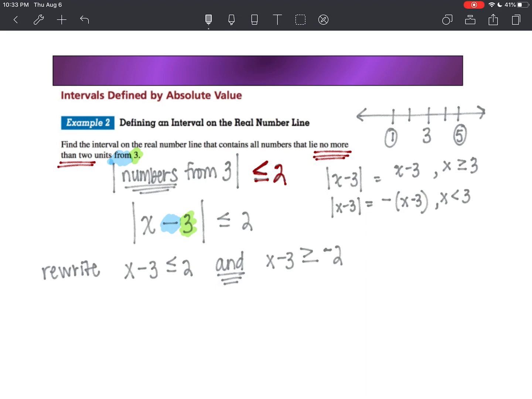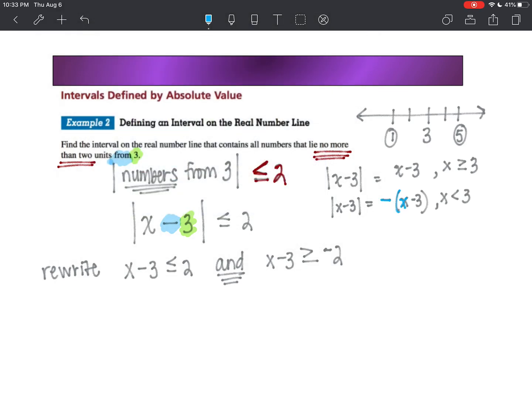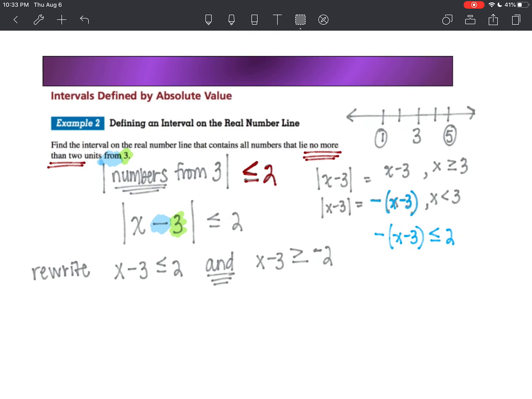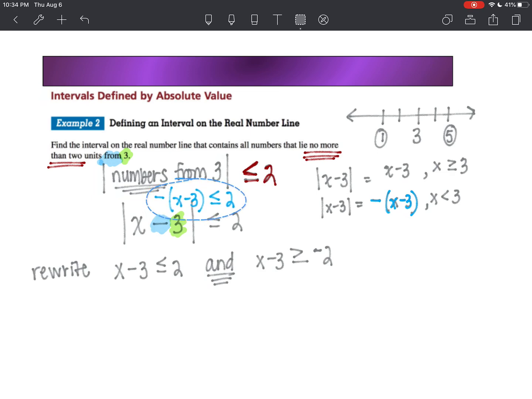So let's look at this right here. Let me use a purple. Let's use this blue. So the opposite of x minus 3. If I take the opposite of x minus 3 is less than or equal to 2. Okay, so there's your less than, let's move it up here. Okay, there we go. So there's your less than or equal to 2. You take the opposite of everything that's inside the absolute value. So the opposite of all of x minus 3, that's negative x plus 3.